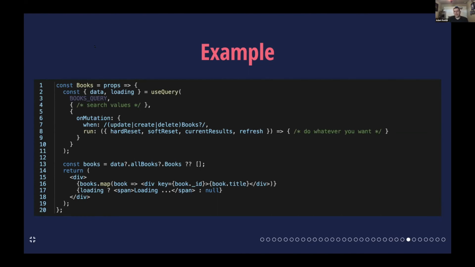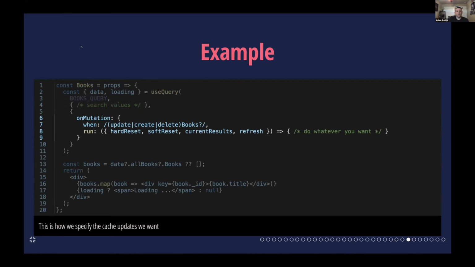So here's how my client works. It's got a use query hook, just like any other client is going to have. You give it the query on line 3. You're going to give it some variables on line 4. But here's sort of the secret sauce. Here's where you specify what you want to happen when you mutate some data. You say on line 6, hey, whenever any mutation happens, I'm going to give you a regular expression based on the result sets that come back from the mutation. And then you give it a callback.